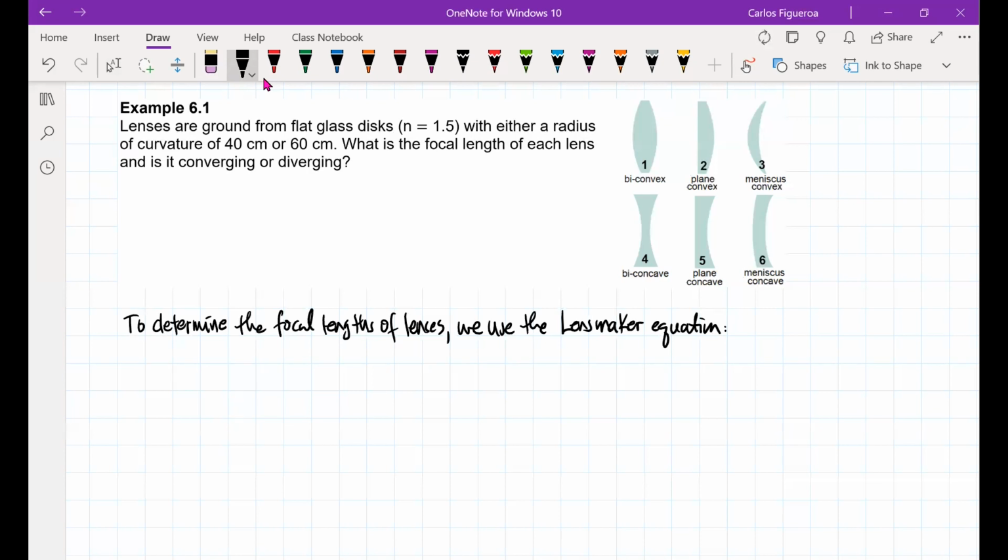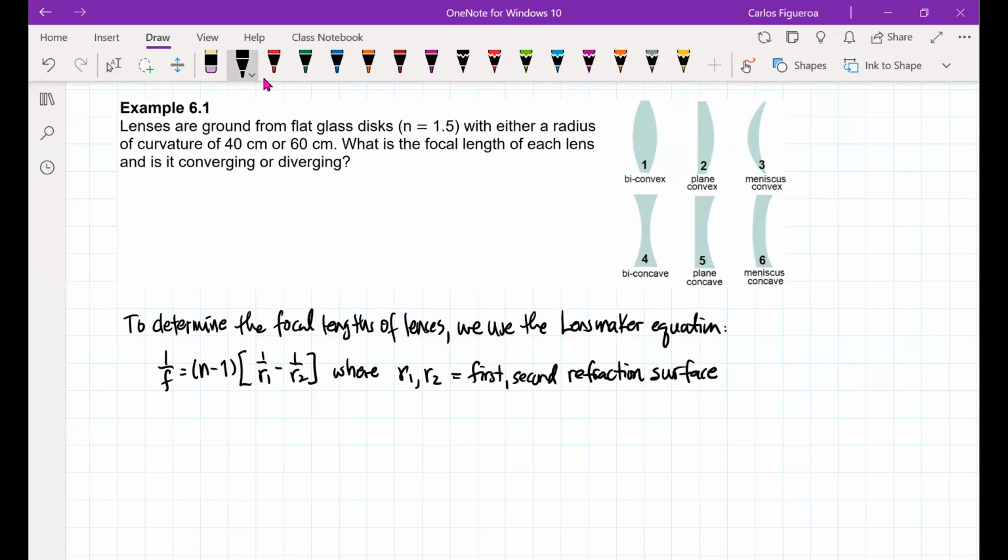And that is here: 1 over f, 1 over the focal length, is the index, and that 1 here is for air. So it goes from air into glass. And then I have 2 radius of curvatures right here, where R1 and R2 are the first and second refraction surface.